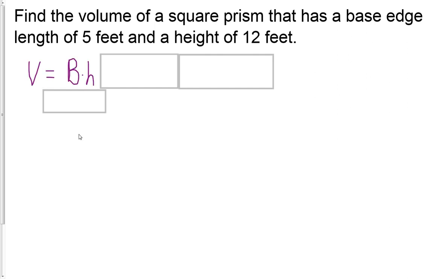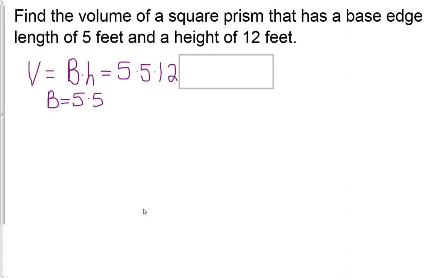So volume equals base times height. Well, base is 5 times 5. So we're going to have this equals 5 times 5 times 12. I could have multiplied it to 25, but I'm going to plug this in on the calculator anyway. Most of these calculations are a little beyond mental math. So 12 quarters is 300 feet cubed, right? Include a label whenever they give you a label.